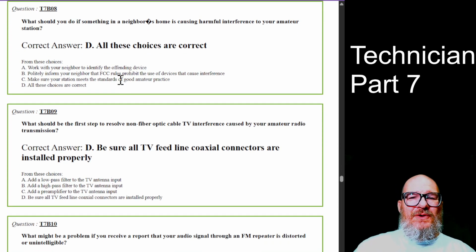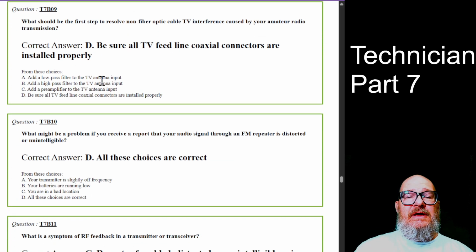Question 8. What should you do if something in the neighbor's home is causing harmful interference to your amateur station? So all these choices are correct. Work with your neighbor to identify the offending device. Politely inform your neighbor that FCC rules prohibit the use of devices that cause interference. Good luck with that. Make sure your station meets the standards of good amateur practice. When you start getting neighbors involved, you have to be somewhat diplomatic about it. Be helpful.